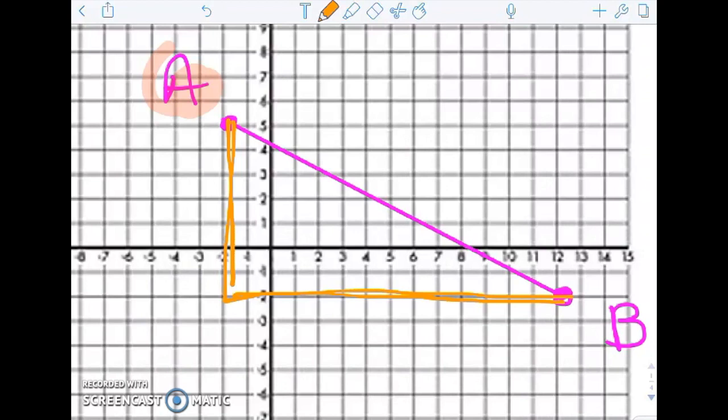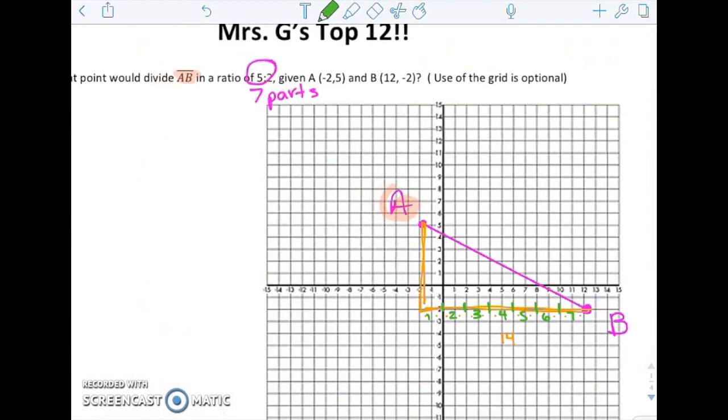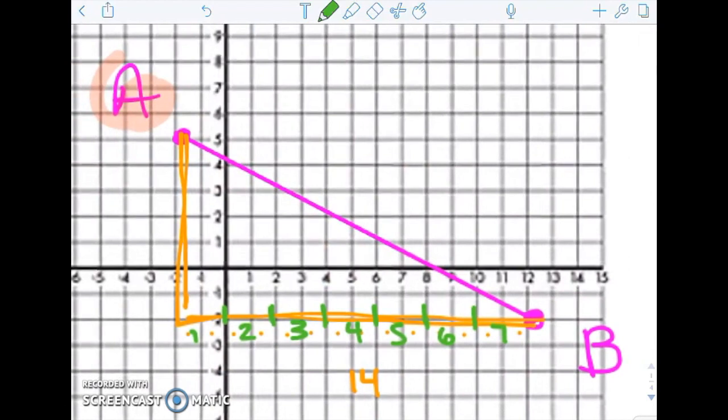So this bottom is 1, 2, 3, 4, 5, 6, 7, 8, 9, 10, 11, 12, 13, 14. And so if I break that up into 7 parts, each part should be 2 wide. So I'm going to put a dash every 2 boxes because that will be the size of 1 part. So there's 1 part, 2 parts, 3 parts, 4 parts, 5, 6, 7 parts there. So now to divide this in a ratio of 5 to 2, I want 5 parts on one side, 2 parts on the other, and since it was segment AB, I'm going to start towards A. So right here would be the point where there's 5 on one side, 2 on the other.